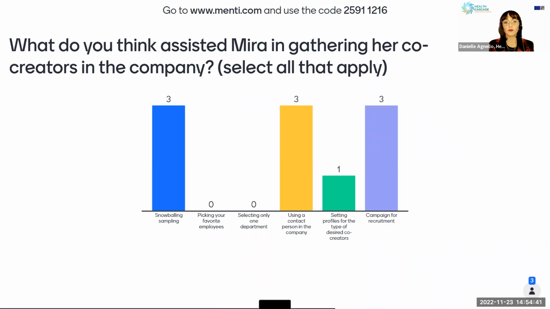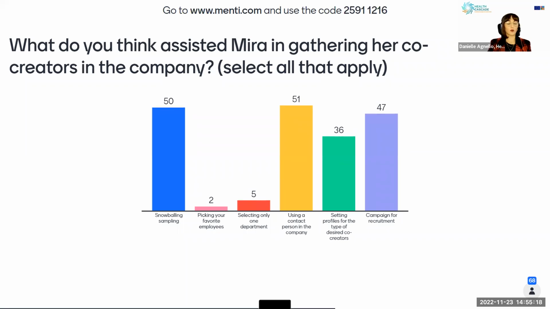So we have different responses here. You're already seeing some answers. So one option is snowballing sampling. You may be familiar with that. It's really kind of the word of mouth type thing where you ask someone and then they ask someone and so on. There's picking your favorite employees in the company. We have selecting only one department. So perhaps it's a large company and you only want to work in like the IT or the HR department. We have using a contact person within a company. Setting up profiles of the type of desired co-creators, or running a campaign for recruitment.